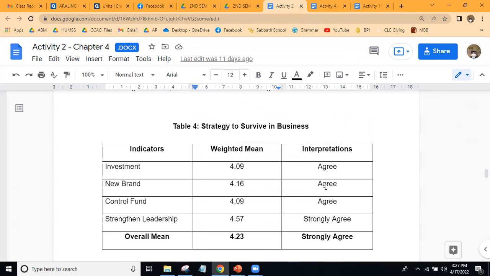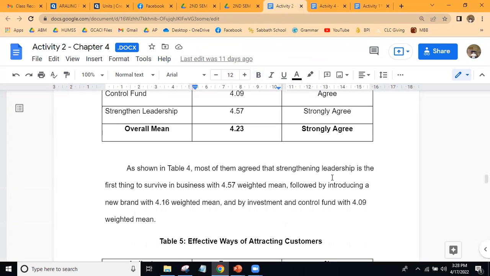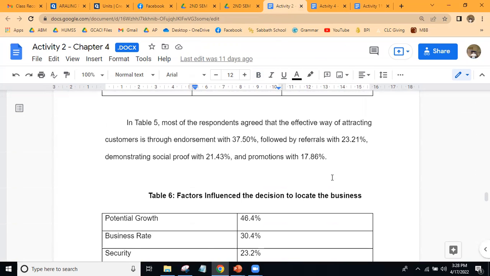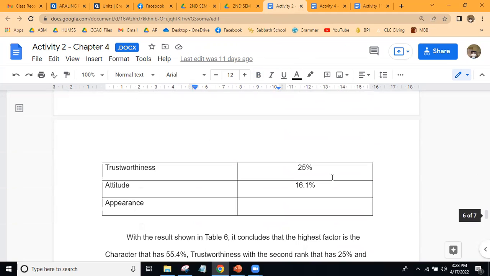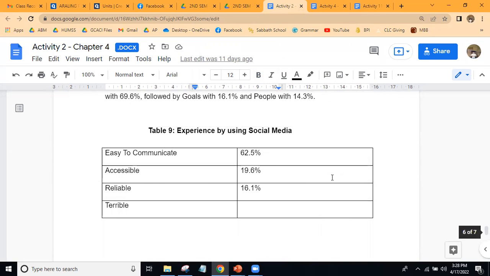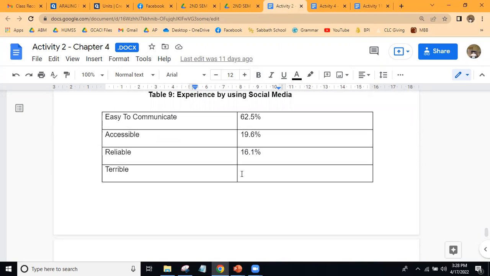All right. Strategy to survive business. Ayan, the same. Nariyan ang mga weighted mean and then ito yung interpretation sa ating Likert scale. Okay. All right. So that's the end of chapter 4. Yung iba mga bonus question na lang yan, no? Kaya sinama pa rin nila. But the most important, dapat ay align sa ating SOP. No? Align sa SOP.